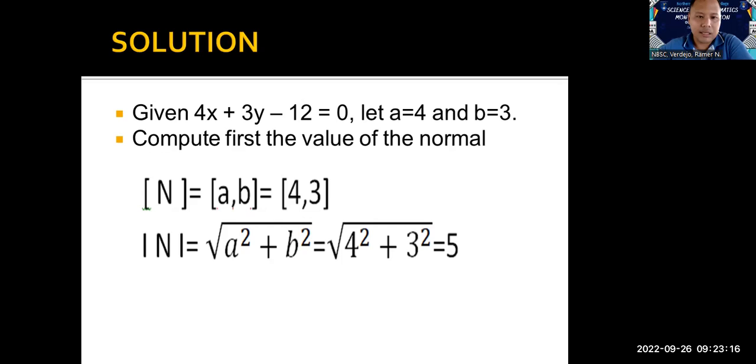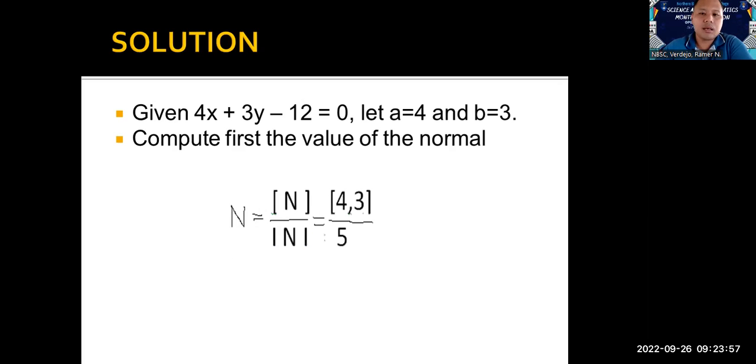Right, so let us compute the normal vector. First, I will start with the numerator. It has the coordinates (a, b), (4, 3), from the given equation. And we have the denominator, that is the magnitude or length of the normal. So from the numbers derived from this equation, we have here the sum of the squares. So 16 plus 9, that is 25. Then the square root of the number 25 is equal to 5.